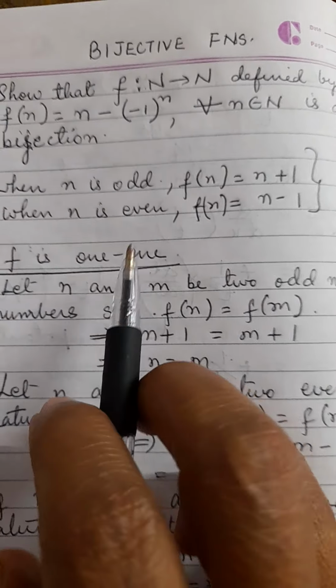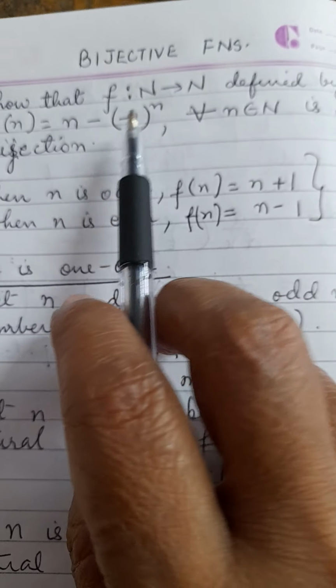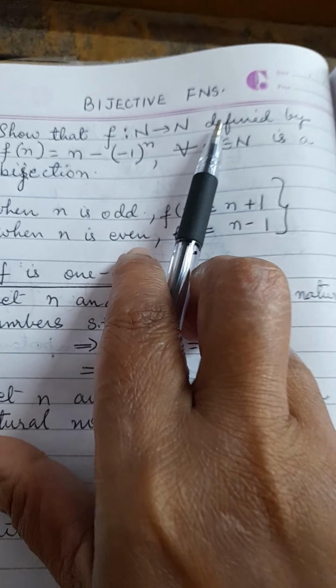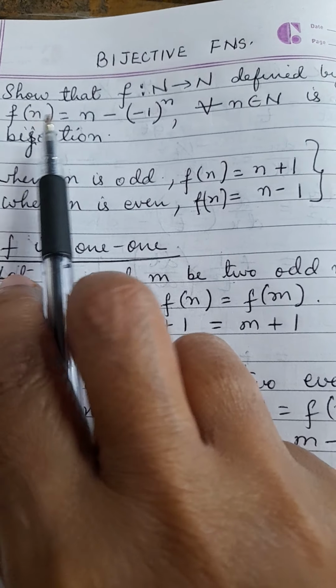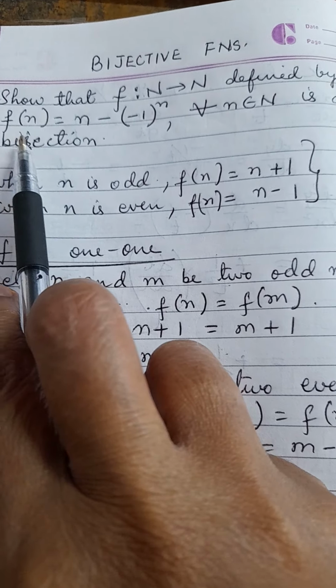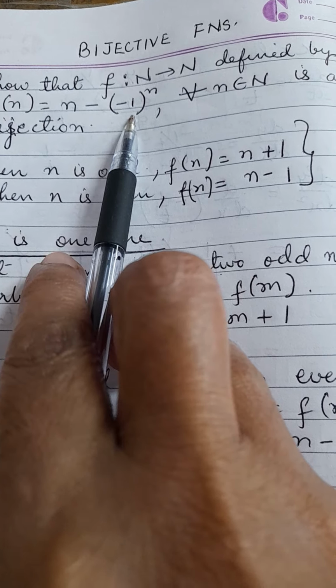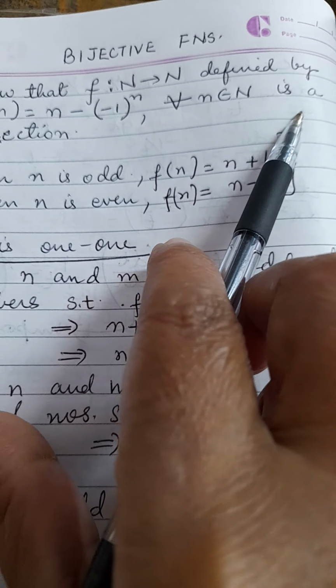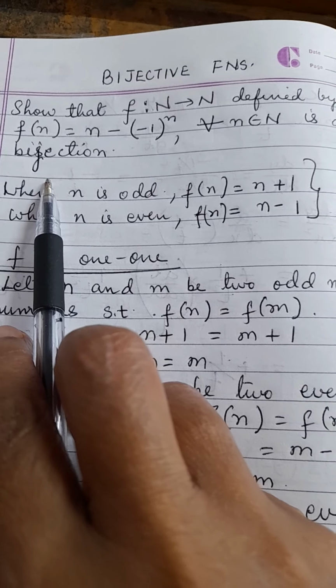Good afternoon, students. Today we will discuss a few examples of bijective functions. The first example I have taken: show that f defined from N to N by f(n) = (-1)^n for all n belonging to natural numbers is a bijection.